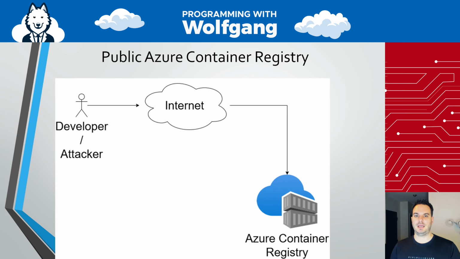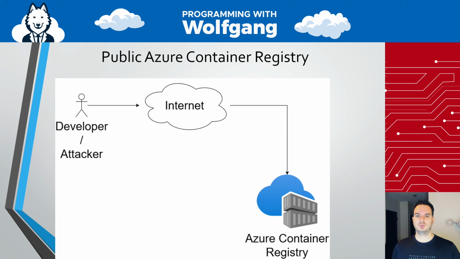Before this, let's have a look at a public Azure Container Registry, because if you deploy a container registry, by default, it's available over the internet. This means you as a developer, but also your deployment agent or an attacker, can gain access to the container registry over the internet. So the worst case scenario would be an attacker gains access and uploads a compromised image to your container registry, and then your Kubernetes cluster pulls this image and runs it inside the cluster, which could give the attacker access to your Kubernetes cluster.